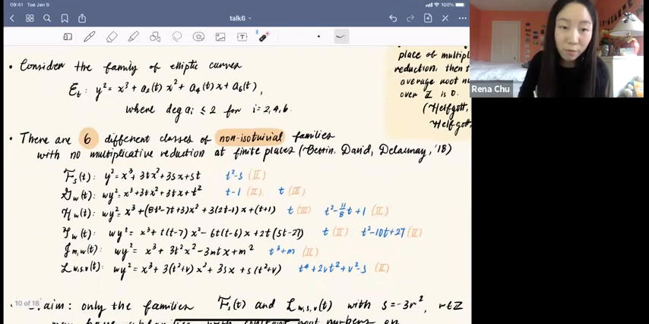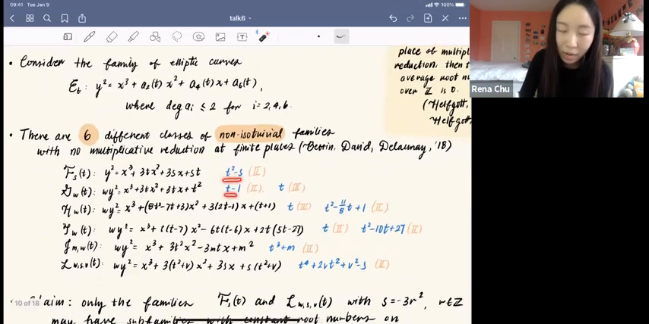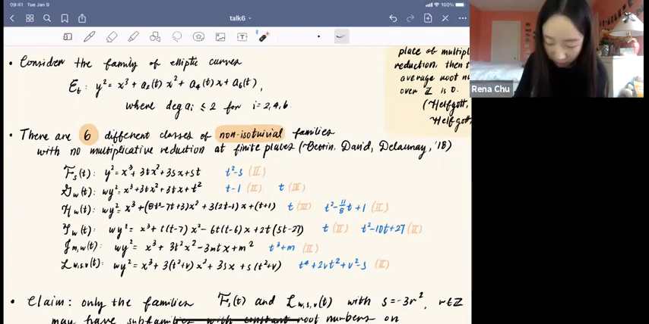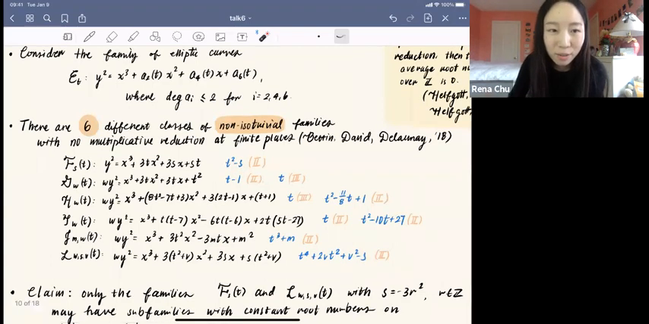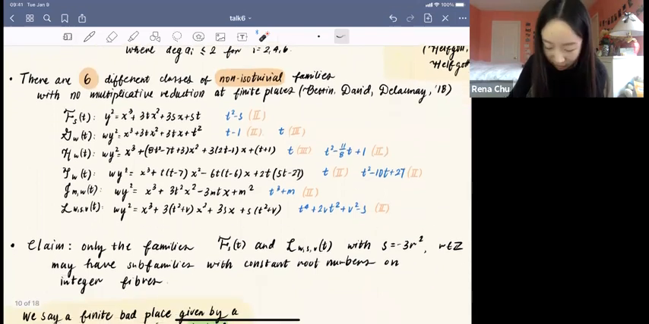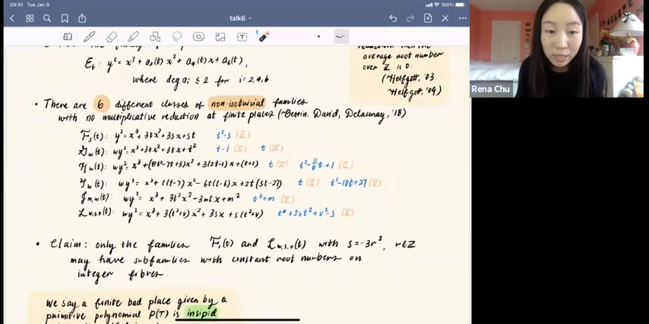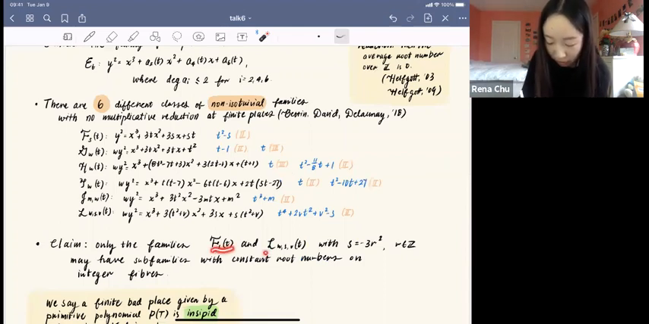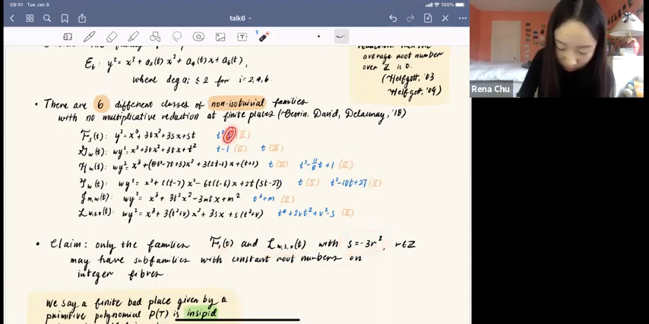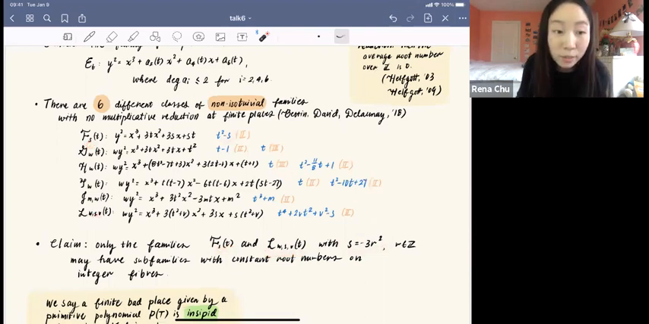So these are the 6 different families. In blue here, I have the places of bad reduction, and in peach here, I have the Kodaira types of the bad places. From these 6 families, what I claim now is that the only cases that even have a chance of having subfamilies with constant root numbers on integer fibers are the F family and the L family with this requirement on S. Notice we have this parameter S over here in F and L.